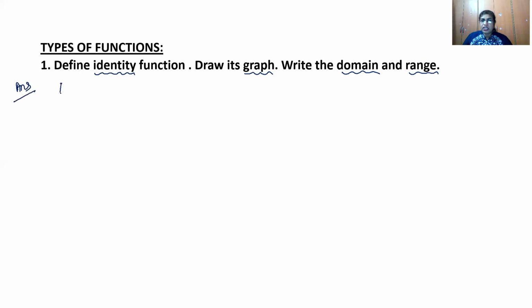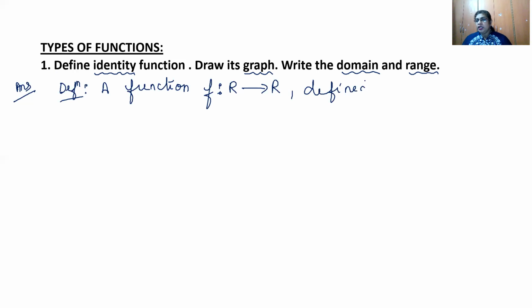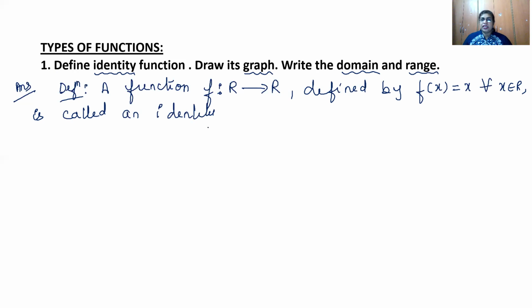Let us write the definition of identity function. So what is an identity function? A function f from R to R, that means a real valued function. Domain is also R, codomain is also R. So a function f from R to R defined by f(x) = x for every x belongs to R is called an identity function.